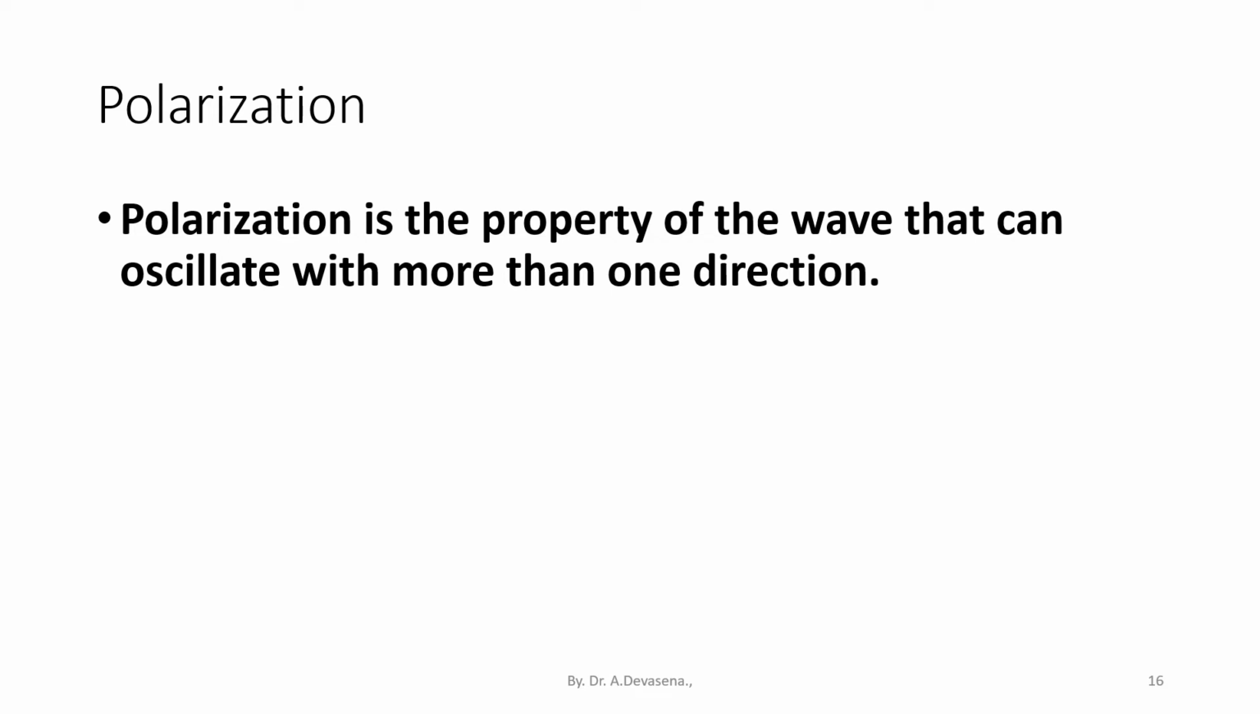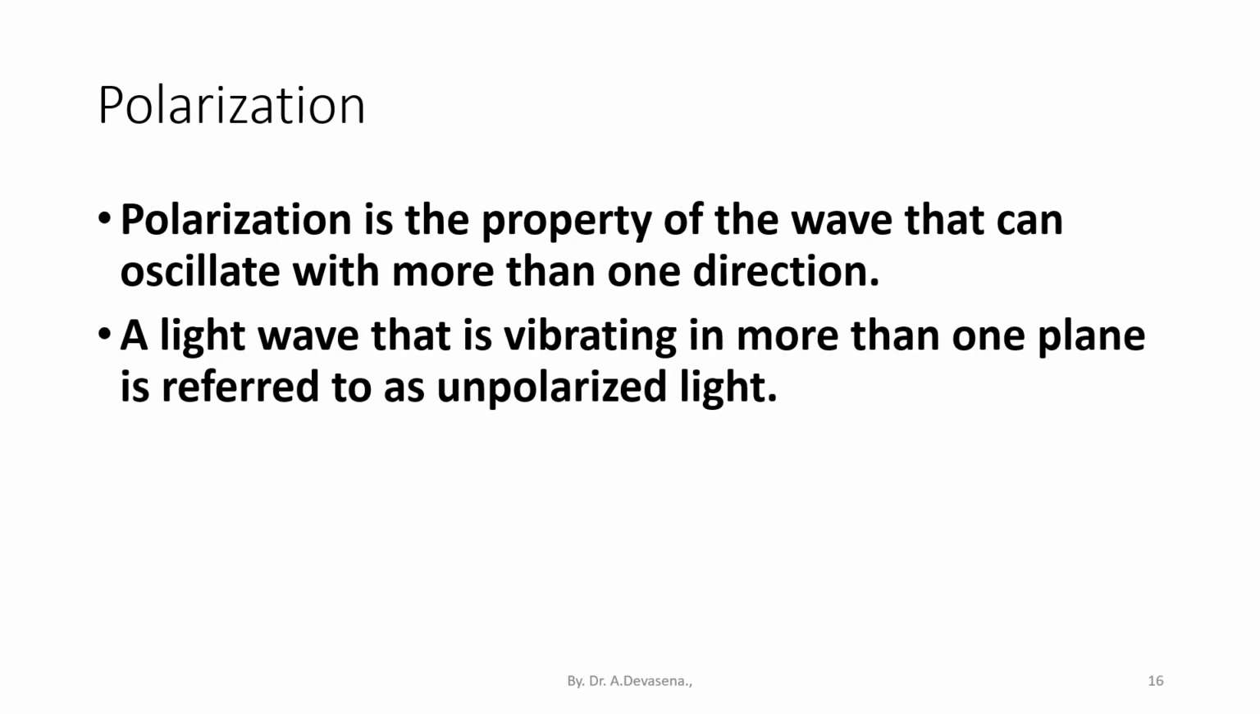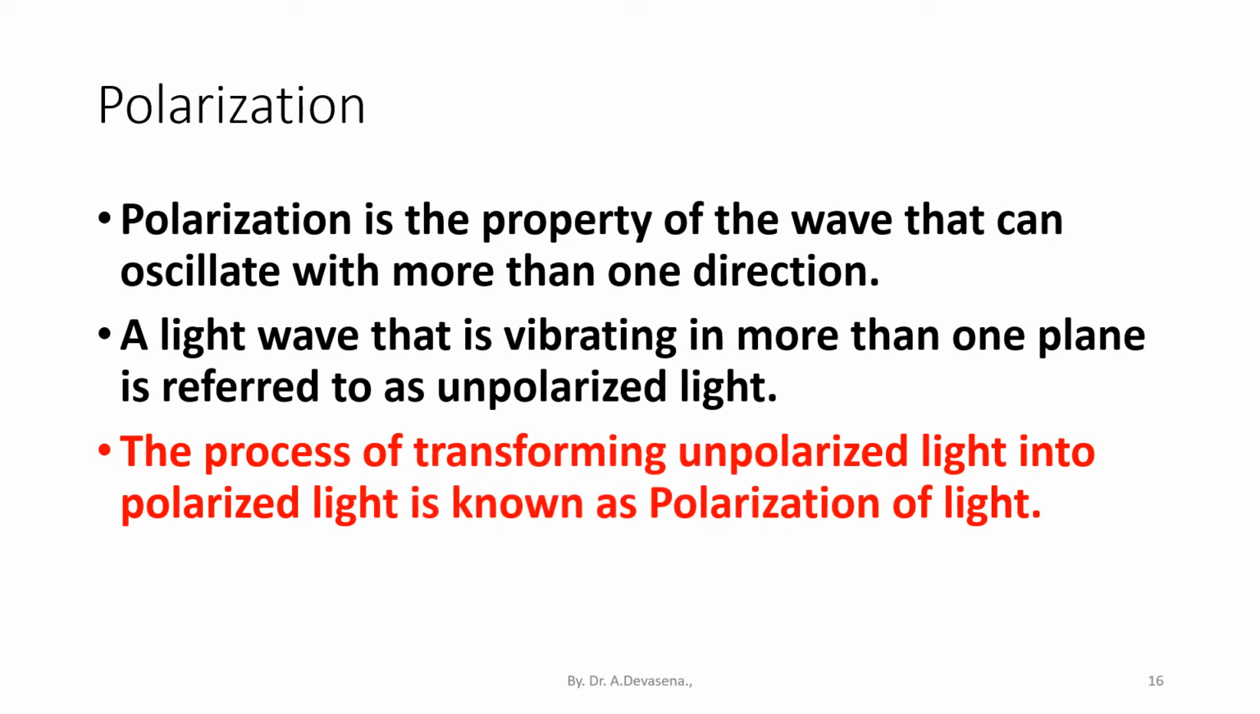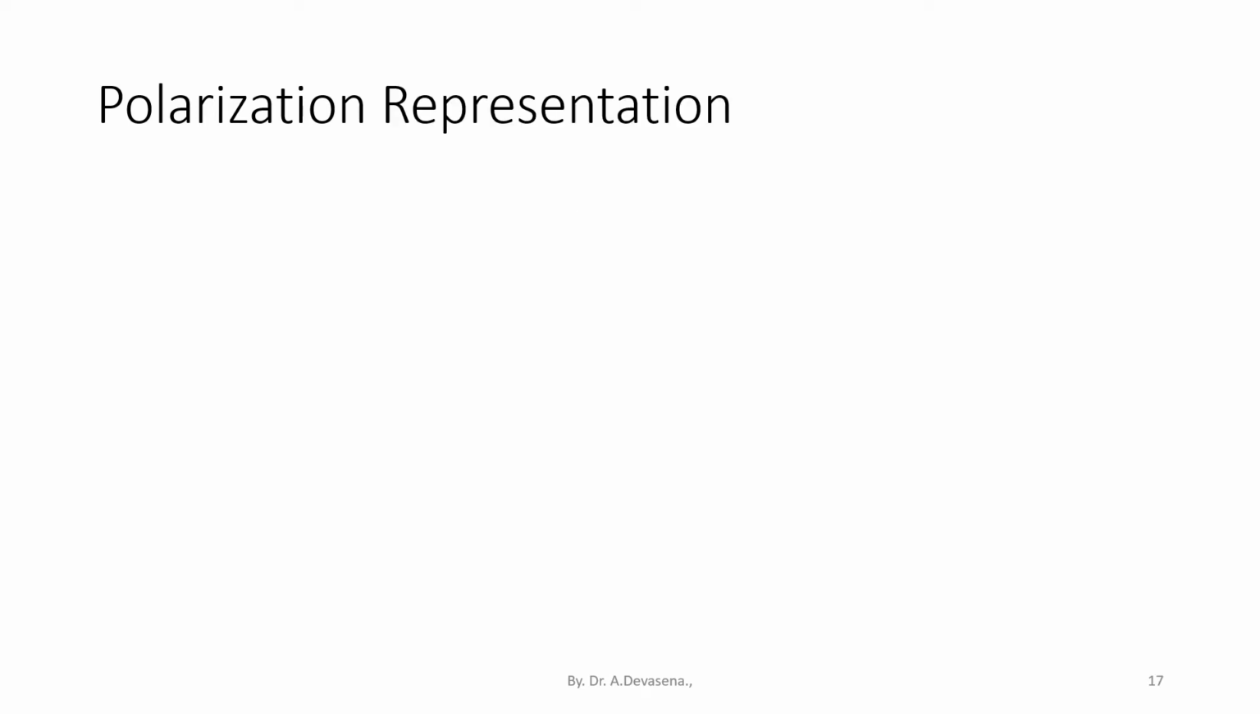Polarization is the property of the wave that can oscillate in more than one direction. A light wave that is vibrating in more than one plane is referred to as unpolarized light. The process of transforming unpolarized light into polarized light is known as polarization of light.